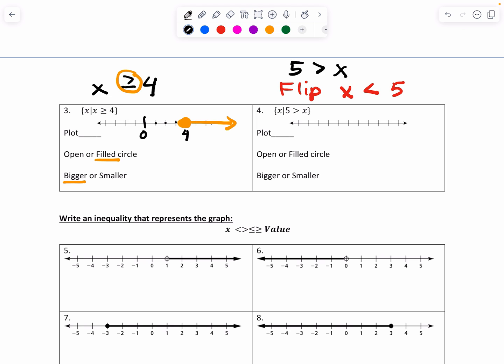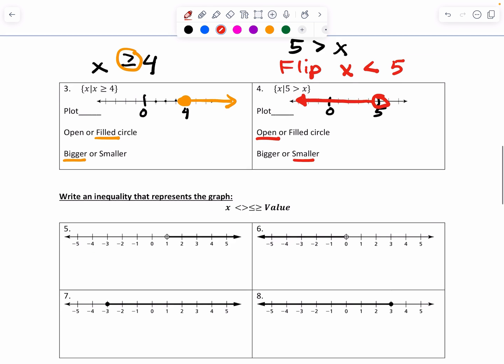So on my graph, say here's 0, 1, 2, 3, 4, here's 5. I'm going to circle the 5. I'm going to leave it open because it was just less than. And then I'm going to go everything smaller than that. So everything to the left.